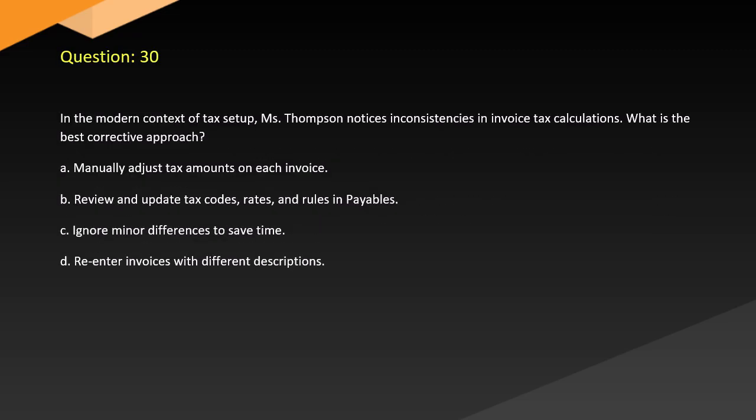Question 30. In a modern context of tax setup, Thompson notices inconsistencies in invoice tax calculations. What is the best corrective approach here? A. Manually adjust tax amounts on each invoice. B. Review and update tax codes, rates, and rules in Payables. C. Ignore minor differences to save time. D. Re-enter invoices with different descriptions.